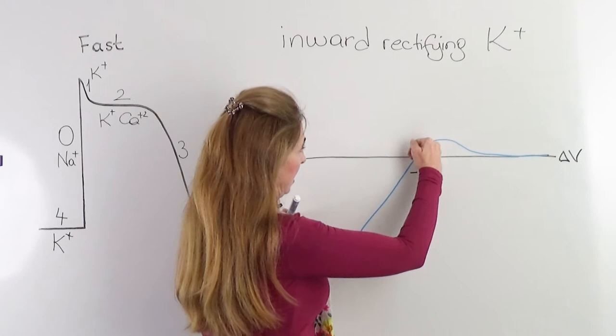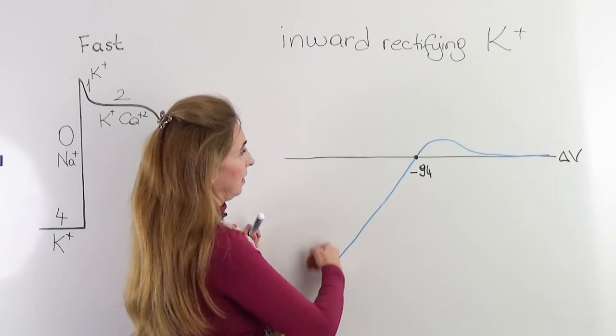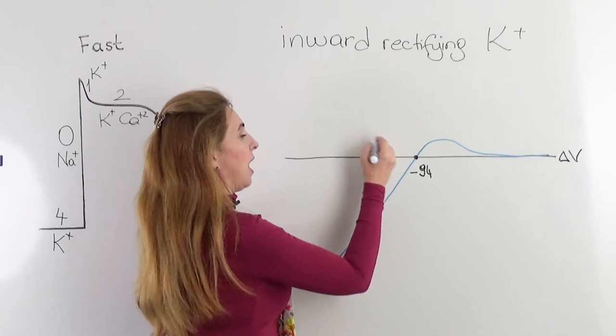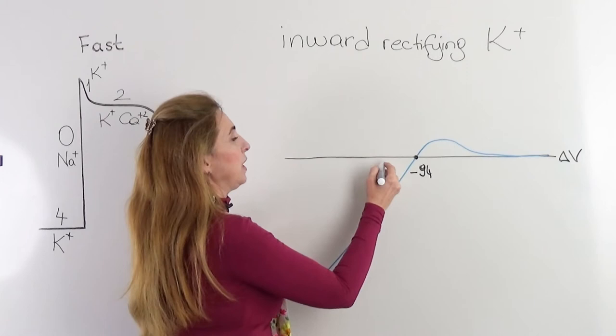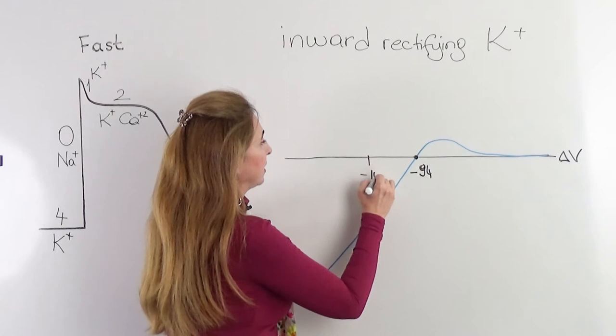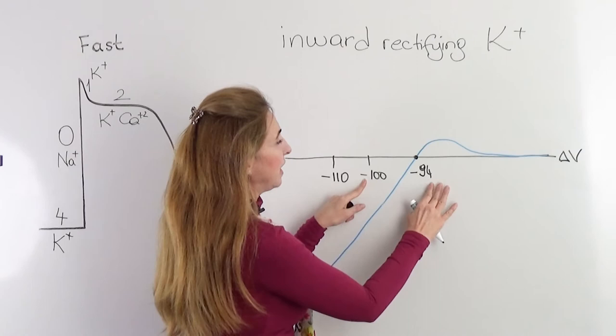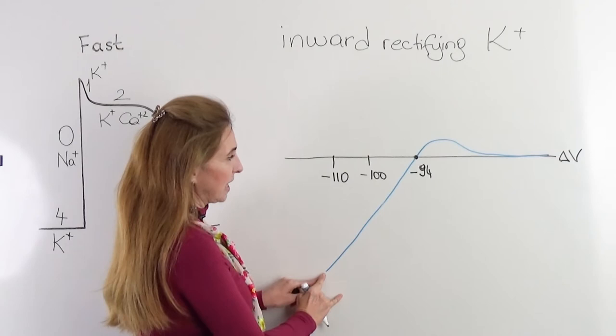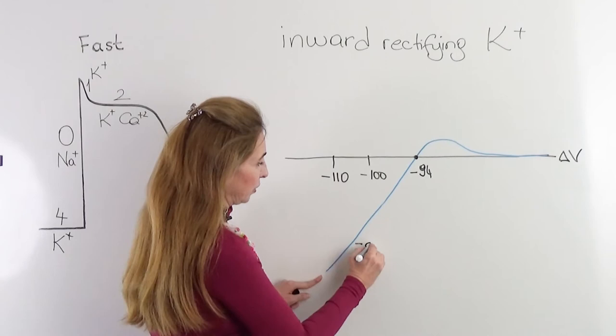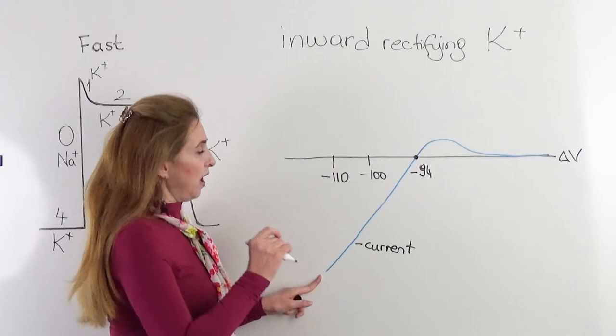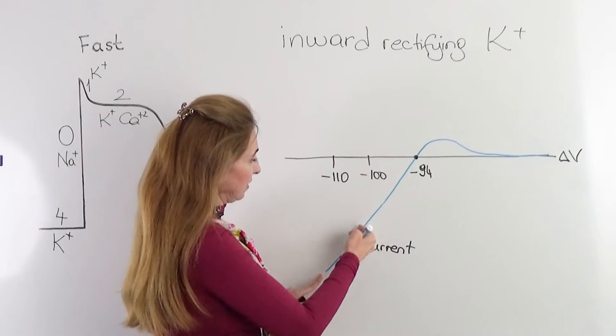The part of the curve below the horizontal line means that at membrane potentials that are more negative to the Nernst potential of potassium, for example, at minus 100 or minus 110, at membrane potentials that are more negative than the Nernst potential of potassium, potassium will be moving into the cell. So in any graphic like this, a negative current is telling us that a positive ion is moving into the cell. So this is represented by a negative current.